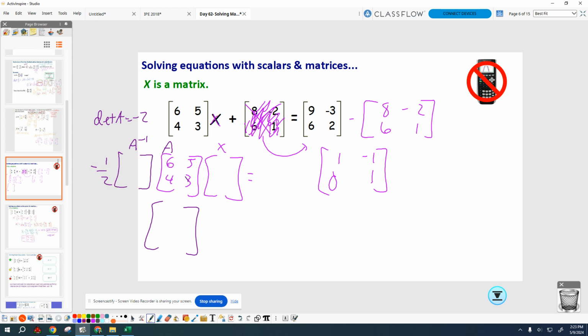And how do I swap? How do I move the numbers around? You flip the 6 and the 3, and then you negate the 4 and the 5. Trade places with the 6 and the 3 and negate the 4 and the 5. So this is my inverse. Okay, so I need to multiply that onto this side. And here's my concern. I have to multiply it on the left.